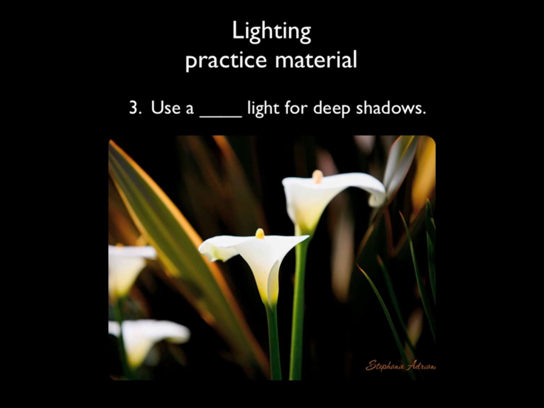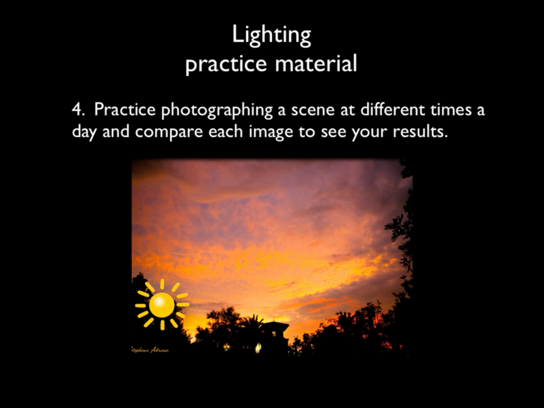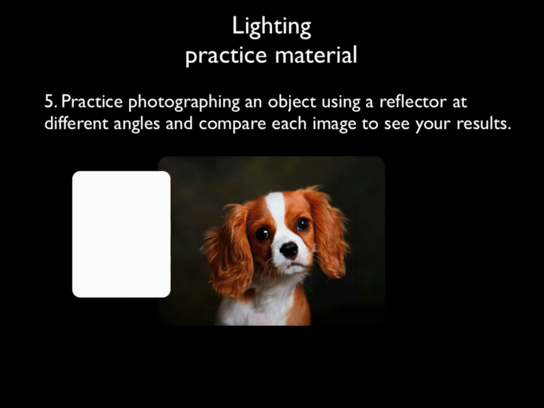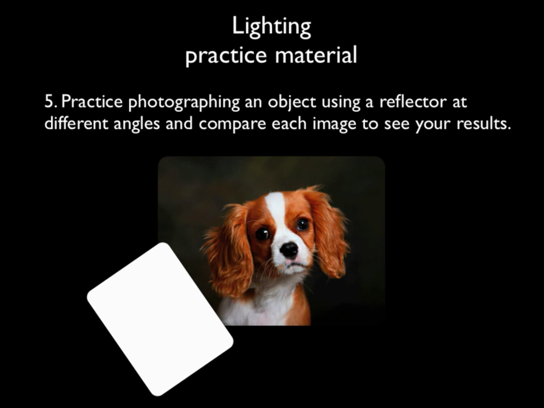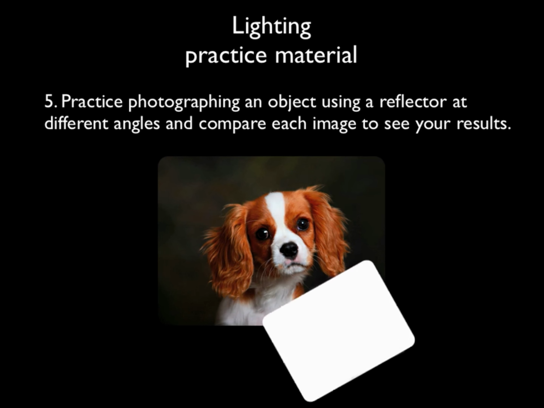Number 3. Use a hard light for deep shadows. Number 4. Practice photographing a scene at different times of day and compare each image to see your results. Number 5. Practice photographing an object using a reflector at different angles and compare each image to see your results.